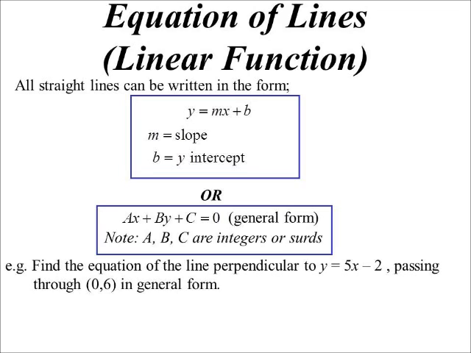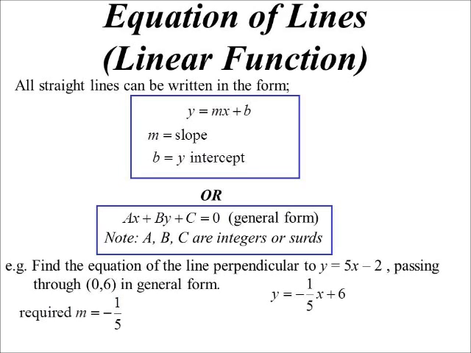Okay, let's have a look at this question here. Find the equation of the line perpendicular to y equals 5x minus 2, passing through (0, 6). Hey, that's handy. That happens to be the y-intercept. In general form. Well, if it's perpendicular, what do we know about perpendicular lines again? They multiply together to give -1, negative inverse. Well, we know the slope of the line they've given us is 5, therefore the one we want is -1/5. The y-intercept they've given us is 6, so there we go.